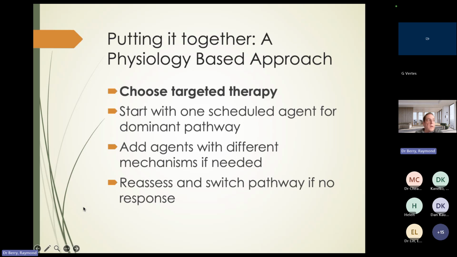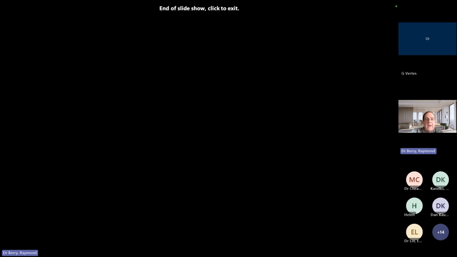And then that's where you address the pathways. There's other underlying conditions I can't change, but target your therapy. Really start with a scheduled agent for what you think the dominant pathway is, which is often the chemoreceptor trigger zone. And then, as we went through the case, add agents with different mechanisms if needed, and reassess and switch the pathway if there's no response. So if I've given something that really blocks dopamine and it's really not working, consider what else might be going on. Maybe it is serotonin. Maybe there's something else going on. So don't just blindly add a different medication. Try to think, what other thing could I add at that stage?